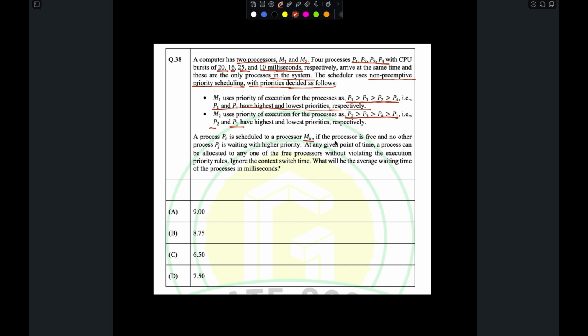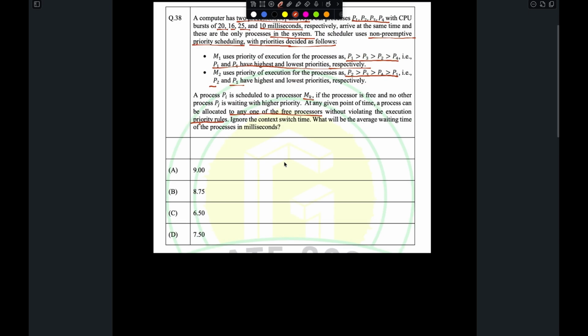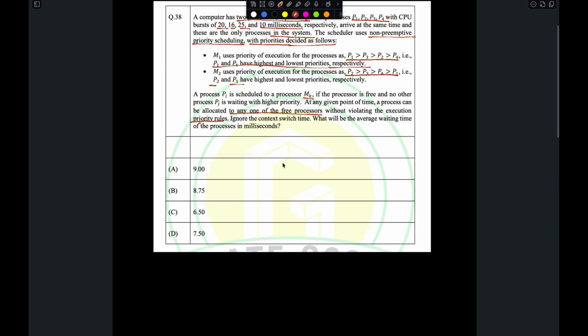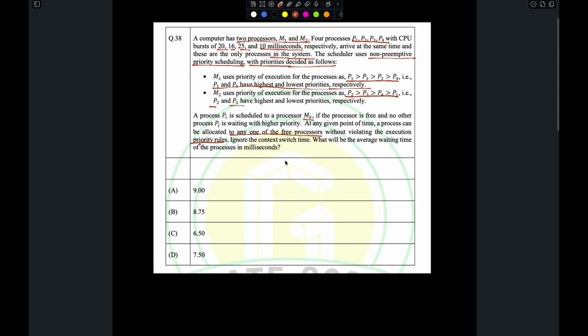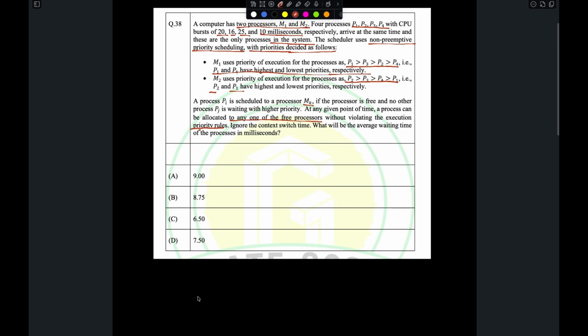A process Pi is scheduled to a processor Mk if the processor is free and no other process Pj is waiting with higher priority. At any given point of time, a process can be allocated to any one of the free processors without violating the execution of the priority rules. Ignore the context switch time. So we are not taking into account the time that will be consumed by context switch. Now we have to find the average waiting time of the processes in milliseconds.